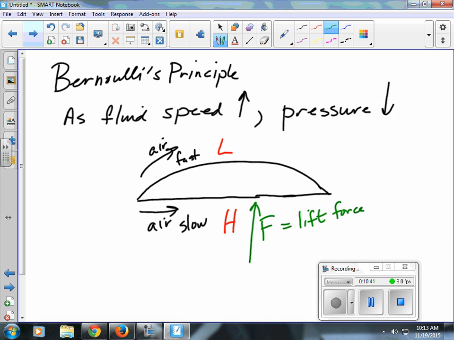So if you build an airplane with the curved side down, you gonna sell any of those airplanes? No. That's why the curved side's gotta be on top, right? Okay. Any questions about Bernoulli?